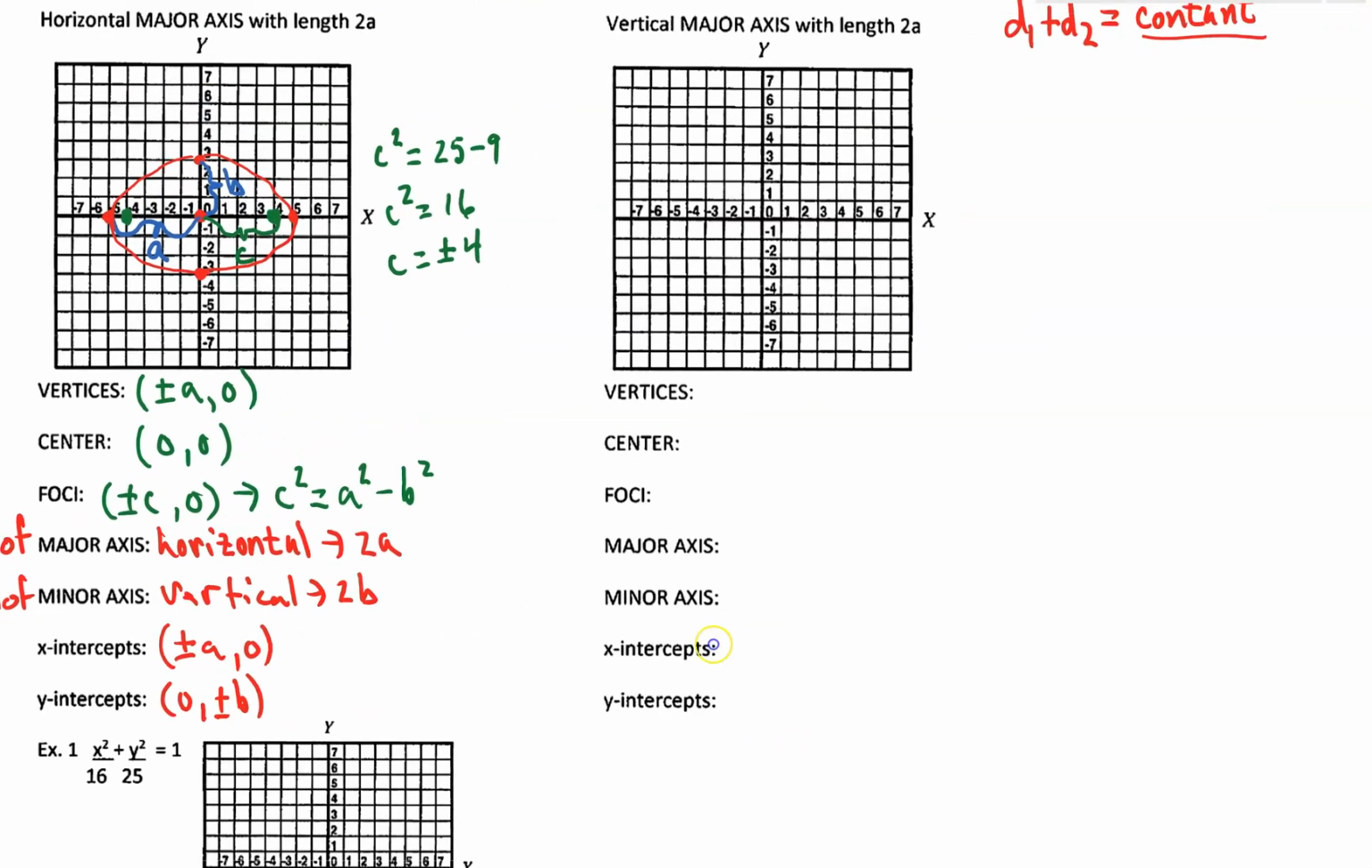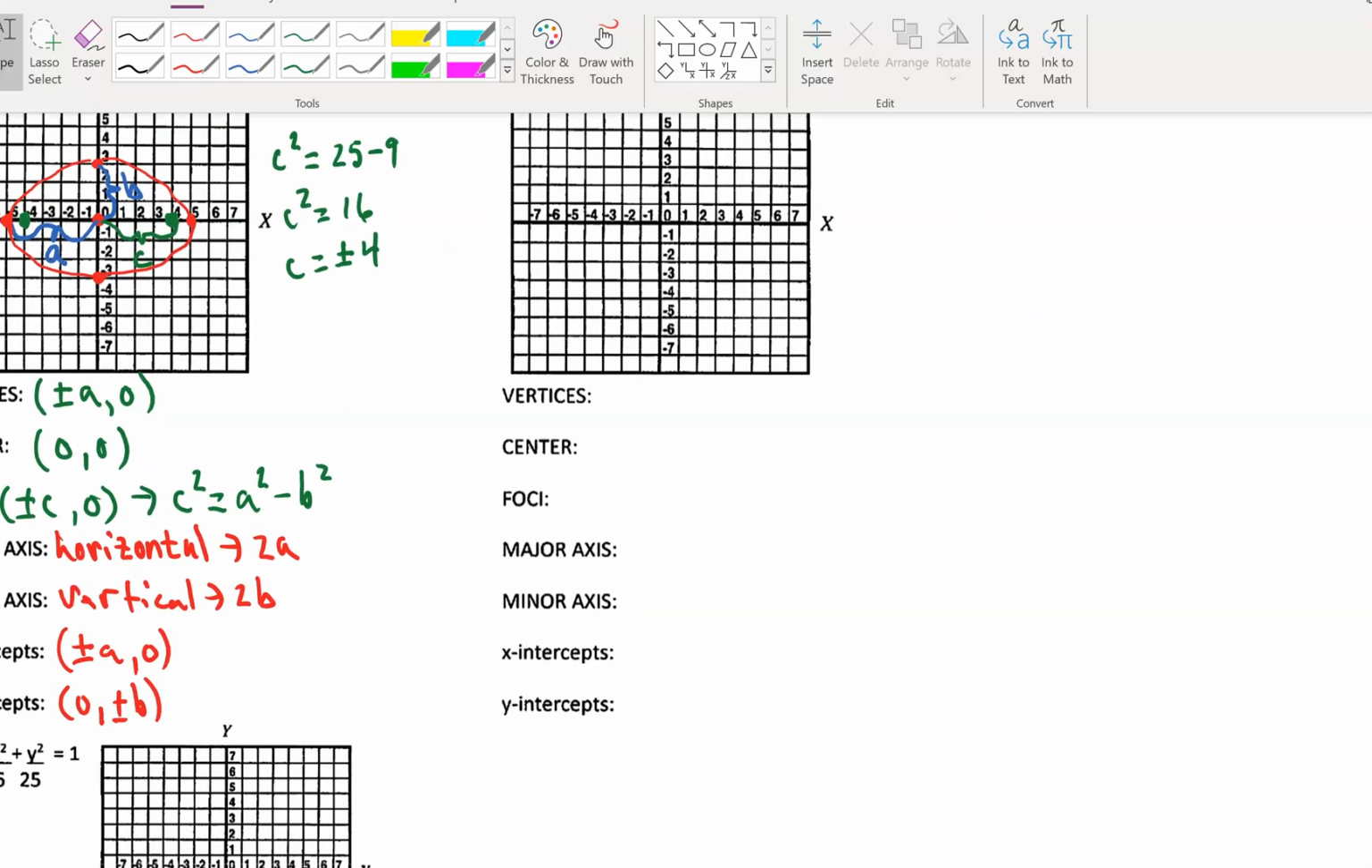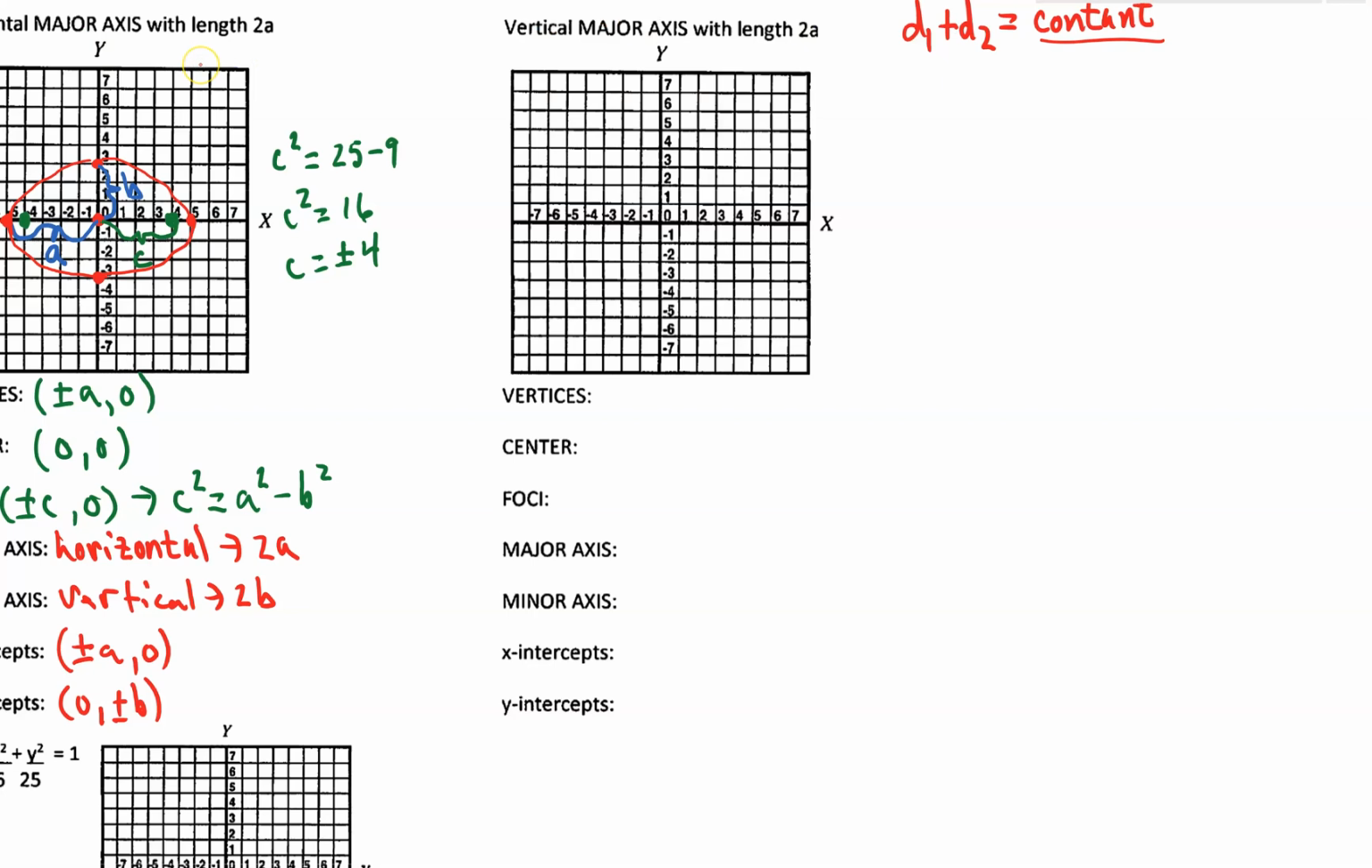So hopefully that makes sense. If we were to take the vertical picture of this, well then if I go up 5 and down 5 and right and left 3, now you have one that's kind of doing something like this. Once again, draw them as best you can. But all of the things are going to be the same.